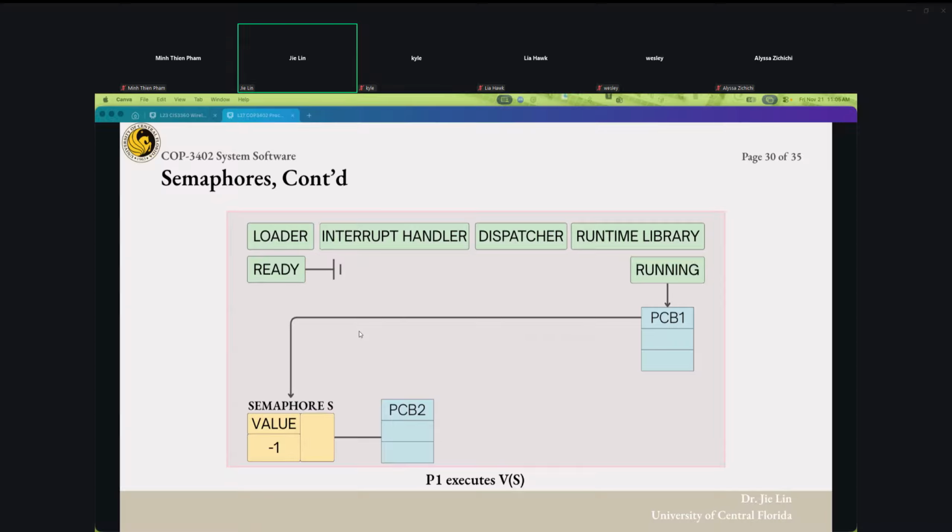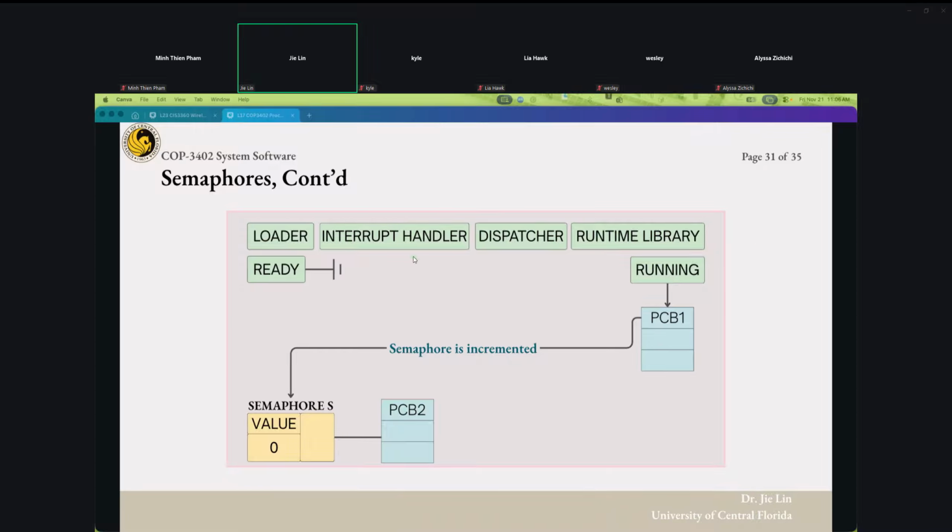It has finished its critical section and is now executing the semaphore operation, V of S, basically incrementing the semaphore value. And just remember, this incrementing action signals the critical section is now available again, potentially waking up any waiting processes. Now, the semaphore is incremented from -1 to 0 by P1's V of S operation, and the 0 value indicates that no process is occupying the critical section, but processes may still be queued.